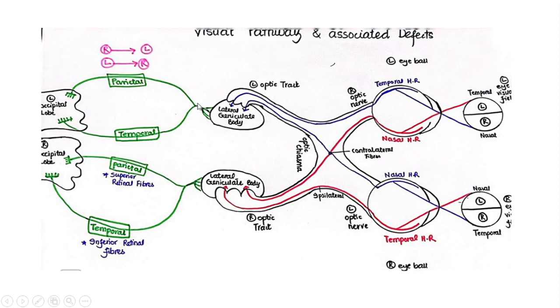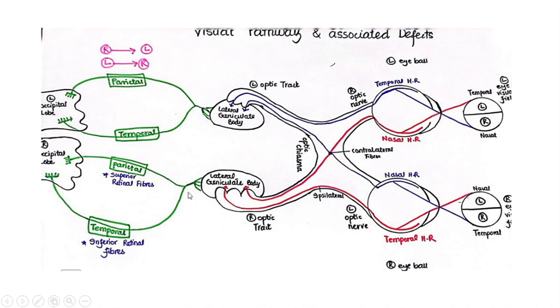The optic radiation is called that as a whole, but every optic radiation is divided into two parts. These are called the superior retinal fibers, as I have written here, as they cross through the parietal lobe and then end up in the occipital lobe. The other ones are called the inferior retinal fibers, as they pass through the temporal lobe and then end up at the right occipital lobe.